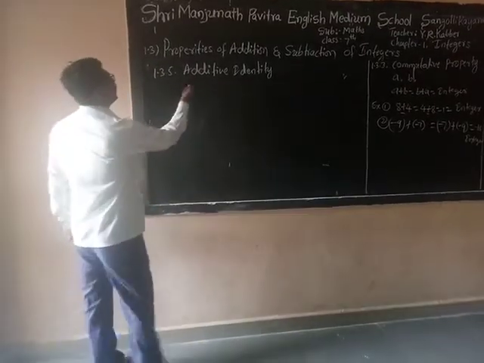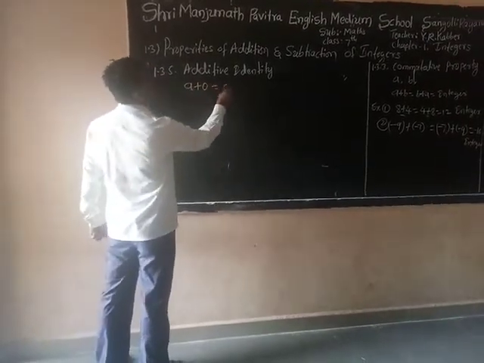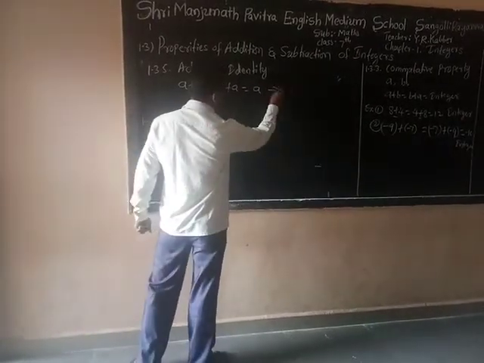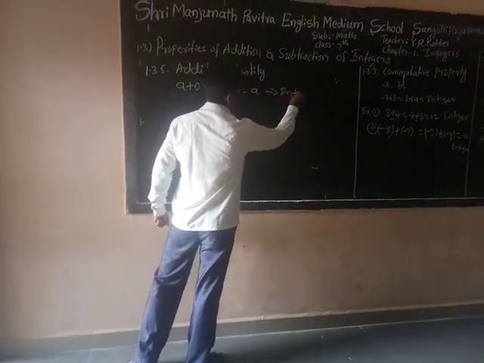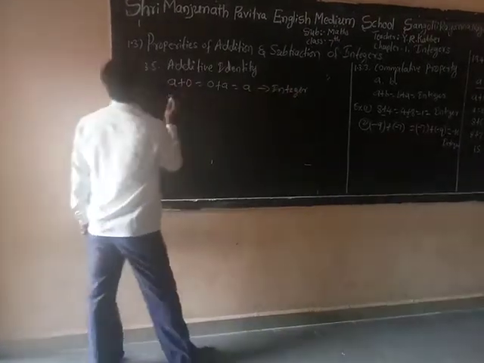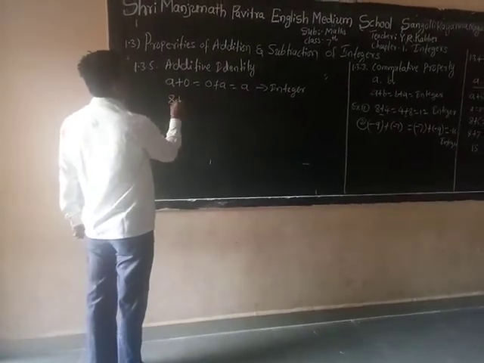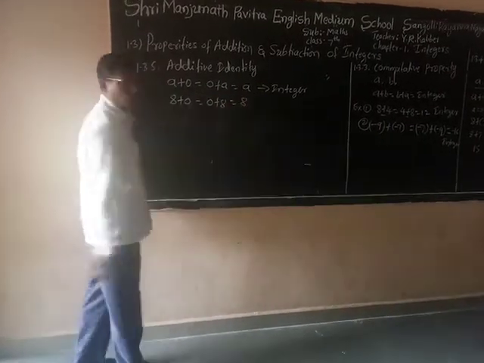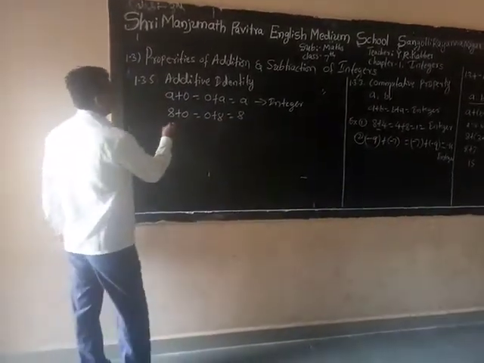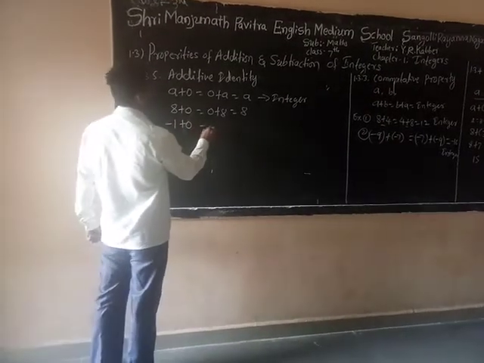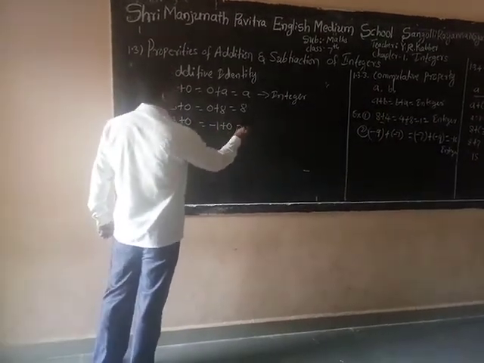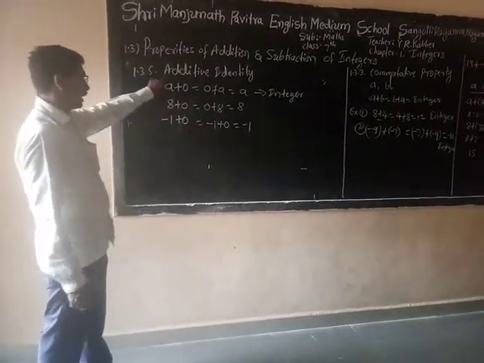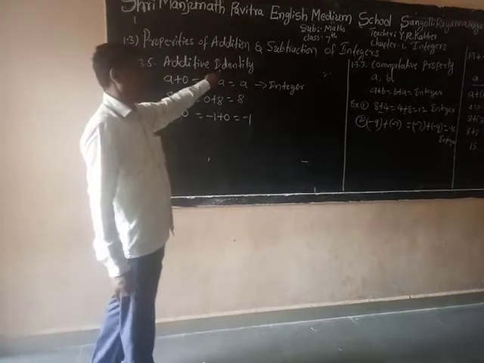For example, a plus 0 is equal to 0 plus a, and we are getting a. A is one of the integers. See, listen here. Take 8 plus 0 is equal to 0 plus 8, and we are getting 8. Okay. Minus 1 plus 0 is equal to minus 1. These are known as additive identity.